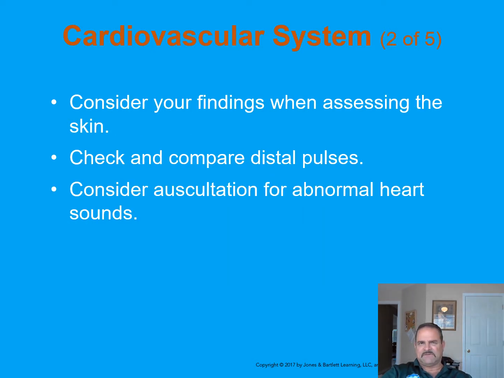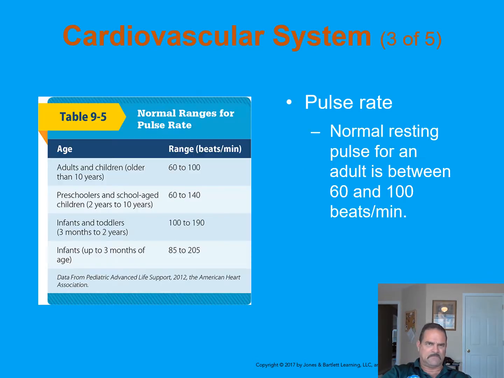Consider your findings when assessing the skin. Check and compare distal pulses, and consider auscultation, or listening to the lungs for an abnormal heart sound. So you can listen to lungs and the heart. It's both called auscultation. You can listen to the heart for sounds. You can listen to lungs for sounds. You can also listen to the abdomen for bowel sounds as well.